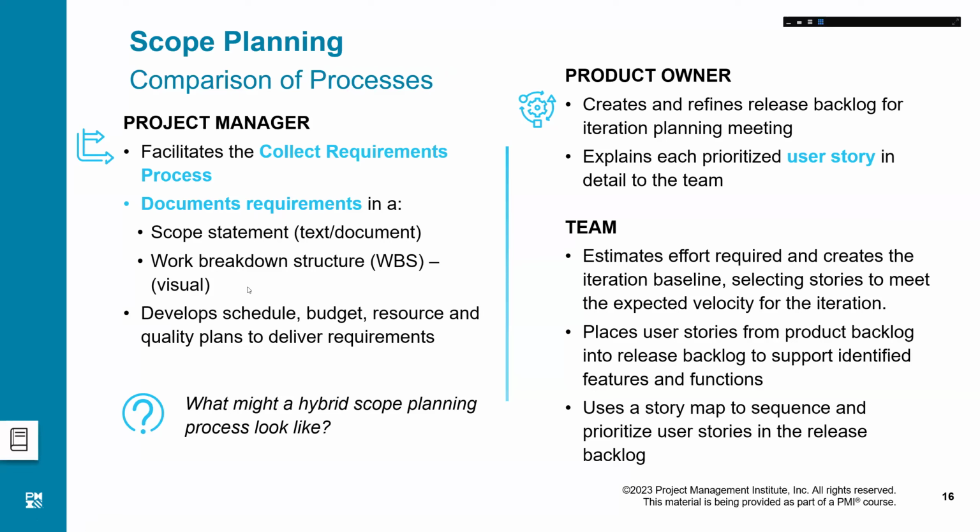Okay, when we talk about scope planning, we have to look at it from both angles, the angle of predictive project management and the angle of agile project management. The approach could be different. And in a hybrid approach, we probably would be doing both sides together. We could have a project manager looking at the left-hand side and the product owner looking at the agile side. So on the left-hand side, which is the predictive side, what do we do in scope planning?